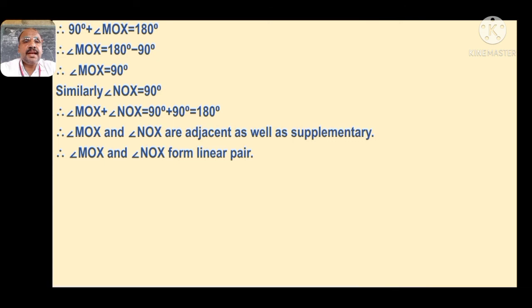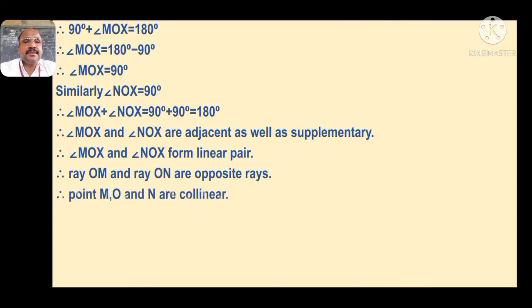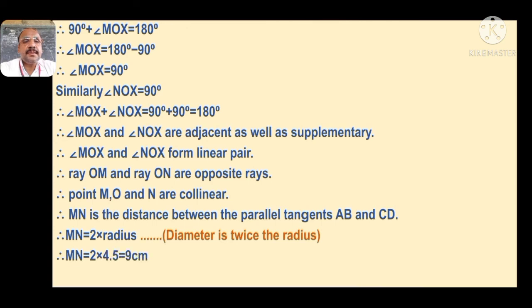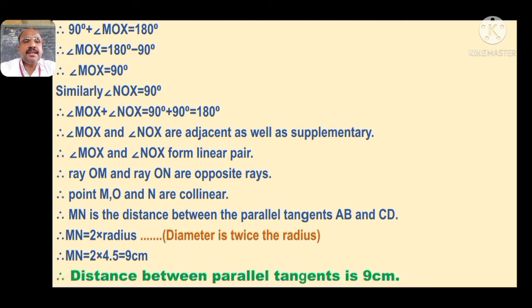Therefore, angle MOX and angle NOX form a linear pair. Therefore, ray OM and ray ON are opposite rays. Therefore, points M, O and N are collinear. That means MN is the distance between the parallel tangents AB and CD. Therefore, MN is equal to 2 into radius, since the diameter is twice the radius. Therefore, MN is equal to 2 into 4.5, which is equal to 9 centimeters. That means the distance between parallel tangents is 9 centimeters.